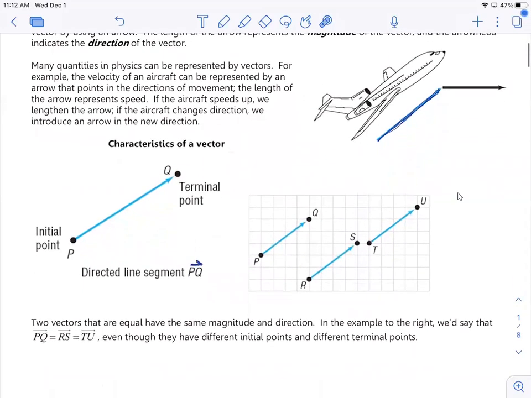All right, well, here are three vectors. And in this example, these are all equivalent. They're all equal. Even though they have different initial and terminal points, the reason they're equal is because the length of our vector, the magnitude, is the same. And they're all pointing in the same direction. So that makes them equal.